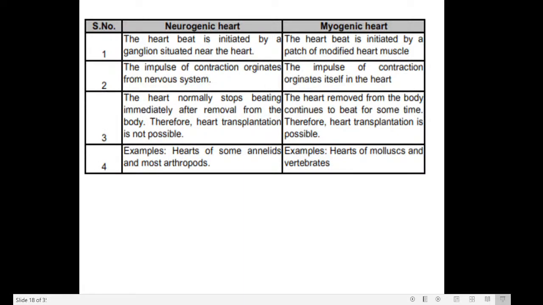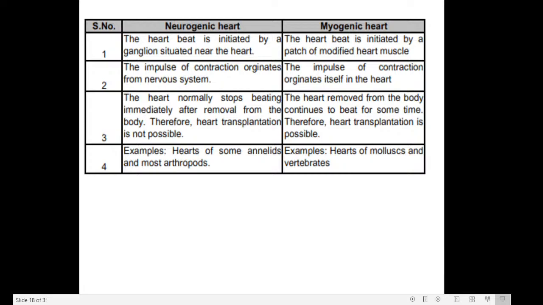There are two types of heart functions. In the neurogenic heart, the heartbeat is initiated by the ganglion near the heart. In the myogenic heart, the heartbeat is initiated by patches of modified heart muscles. These are the only two different things.